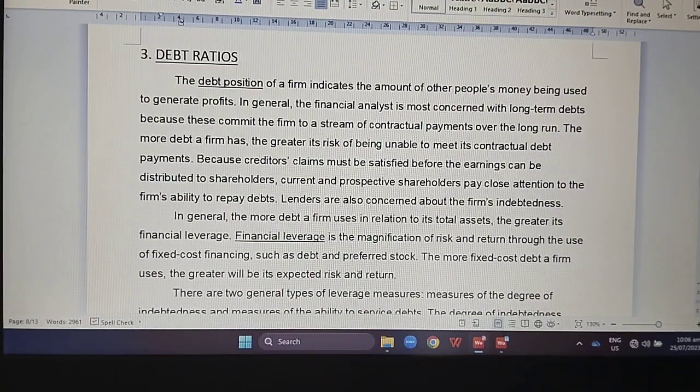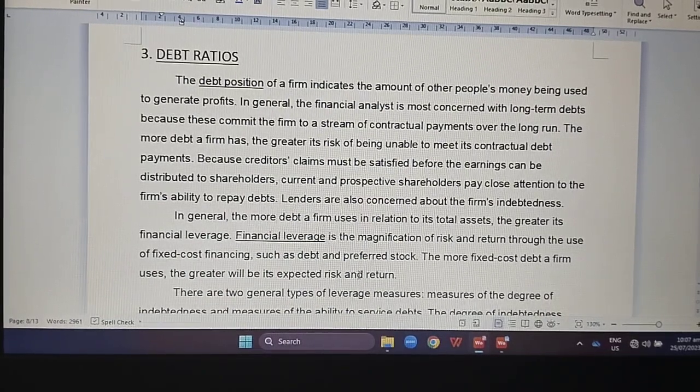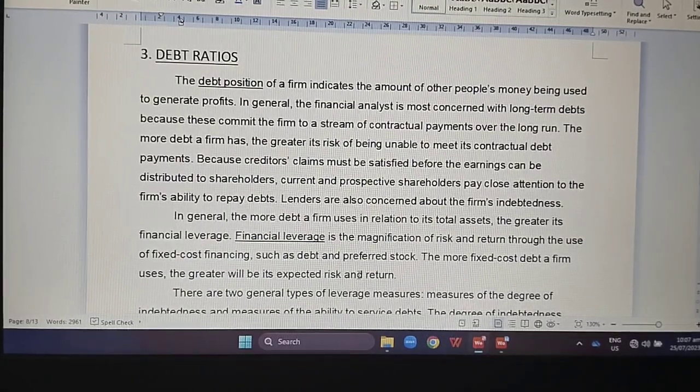In general, the more debt a firm uses in relation to its total assets, the greater its financial leverage. Financial leverage is defined as the magnification of risk and return through the use of fixed-cost financing, such as debt and preferred stock. The more fixed-cost debt a firm uses, the greater will be the expected risk and return. Natural. Kung ilang percent, halimbawa, majority o 50% ng iyong investment ay galing sa utang.